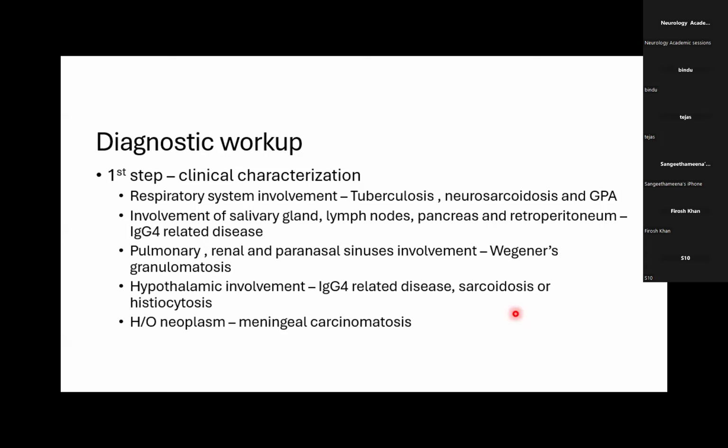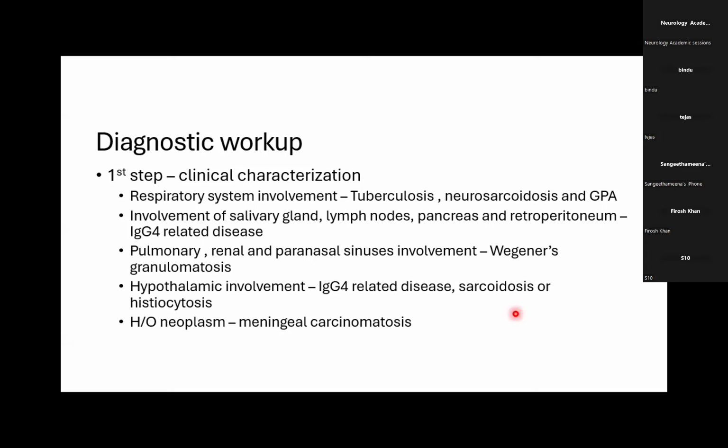First step, clinical characterization for the diagnostic workup. First, we have to clinically characterize what may be the cause of hypertrophic pachymeningitis. If the patient is having mainly respiratory involvement like fever and cough, then we have to suspect tuberculosis, neurosarcoidosis or granulomatosis with polyangiitis. Granulomatosis with polyangiitis mainly affects the upper respiratory tract compared to the lower respiratory tract.